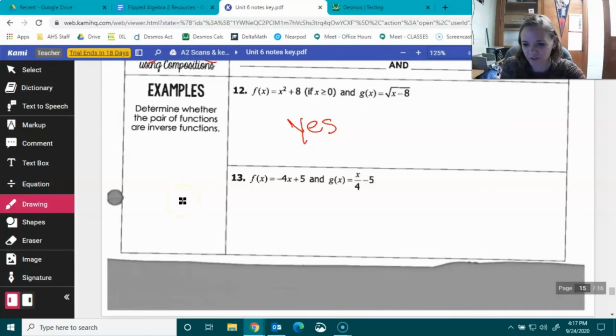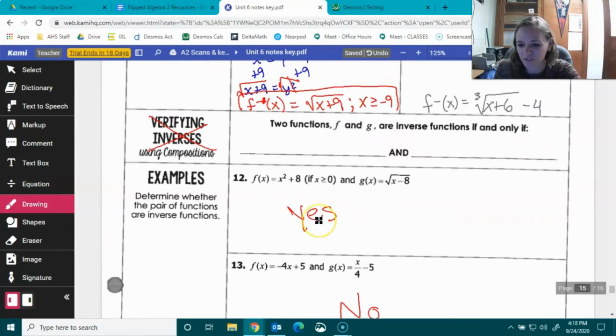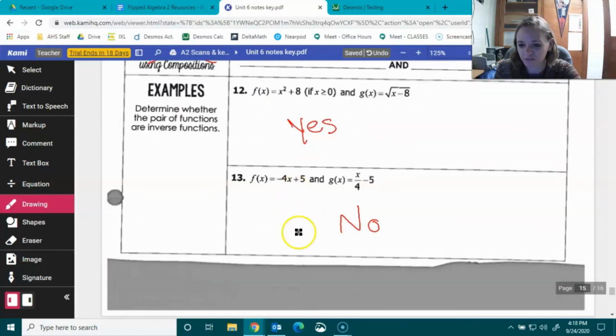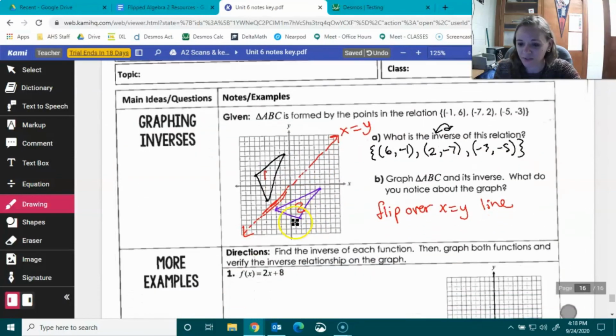So this one is definitely a no. Composition-wise, yeah, you could do it. You also could just find the inverse of this one and see if you get that one. That's another way of doing it, but the graphing way, of course, is a nice, quick, easy way to do it. So yeah, there you go.